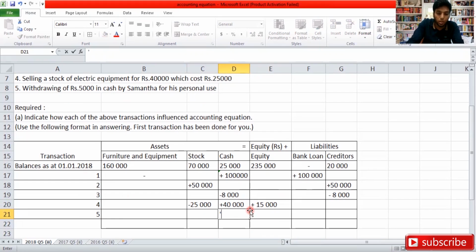So let's move on to the fifth adjustment. It says that you are decreasing 5,000, you are taking 5,000 out of the business. So you will represent under cash and also you will represent under equity. So now we are done with the sum.